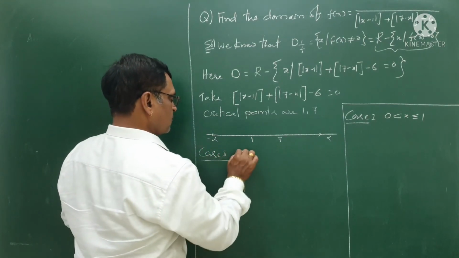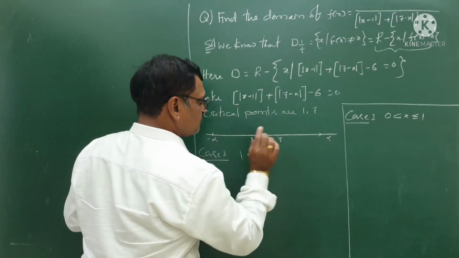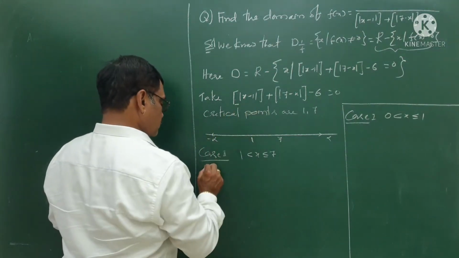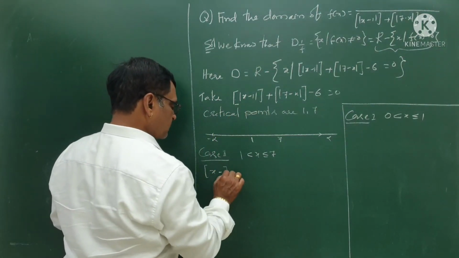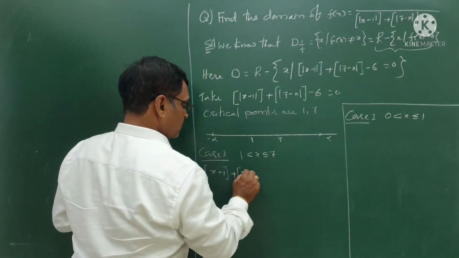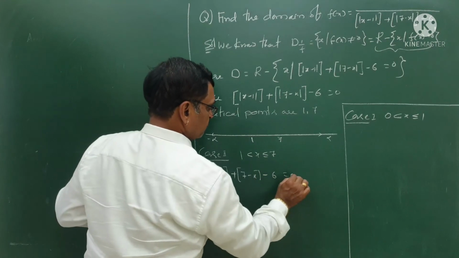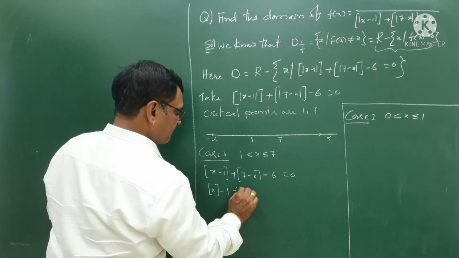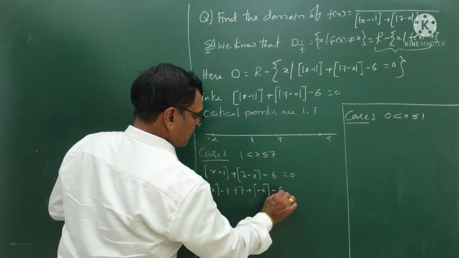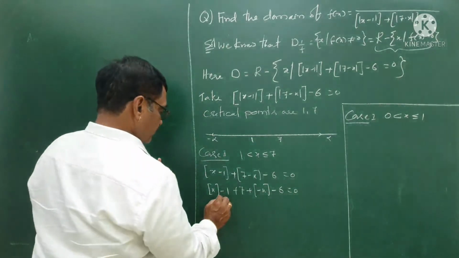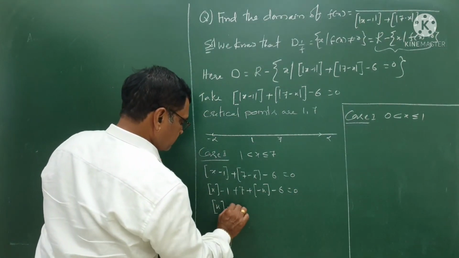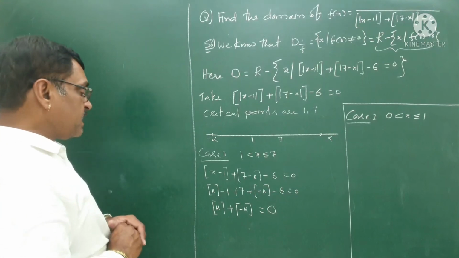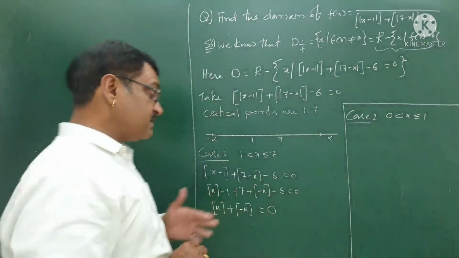Case 2, 1 less than x less than or equal to 7. In this case, this x minus 1 will become positive, so integral part of x minus 1 plus integral part of 7 minus x minus 6 is equal to 0, or integral part of x minus 1 plus 7 plus integral part of minus x minus 6 is equal to 0. Therefore we have integral part of x plus integral part of minus x is equal to 0. Here also again two cases: x is an integer, x is not an integer.